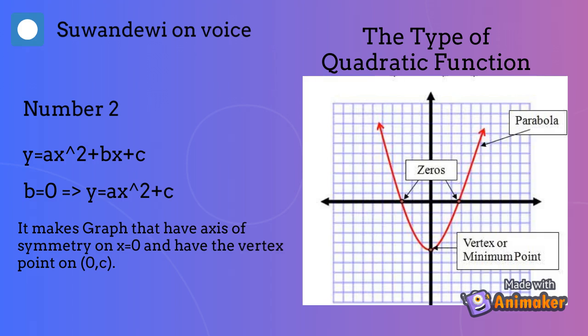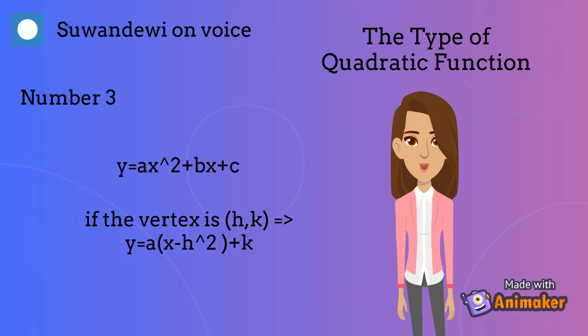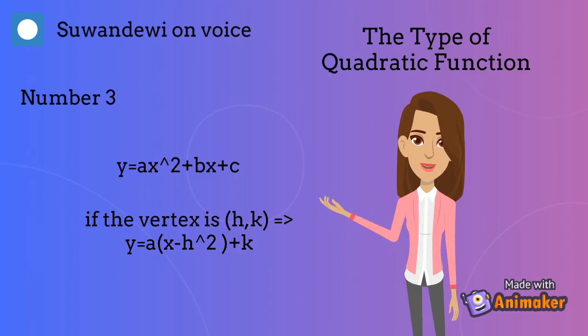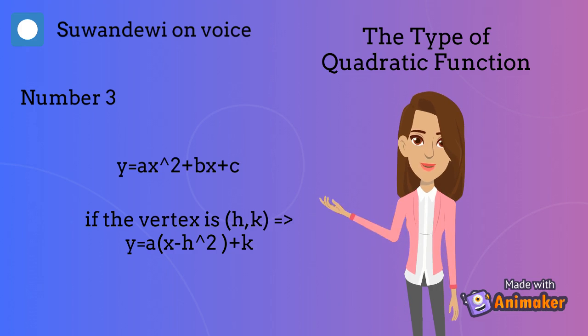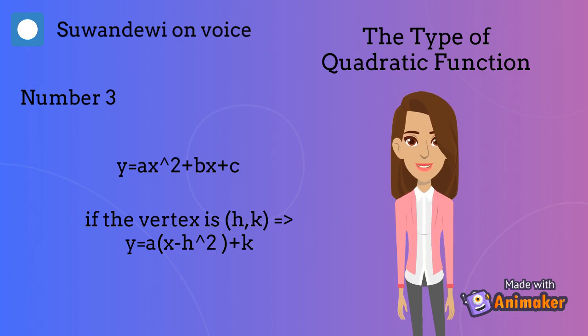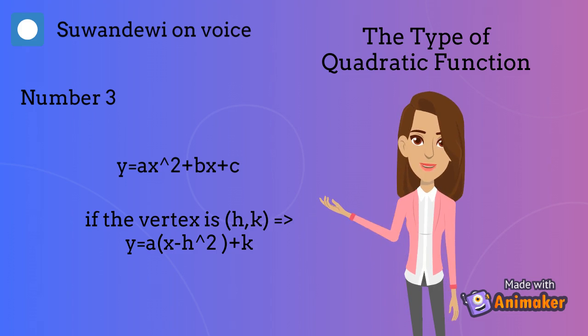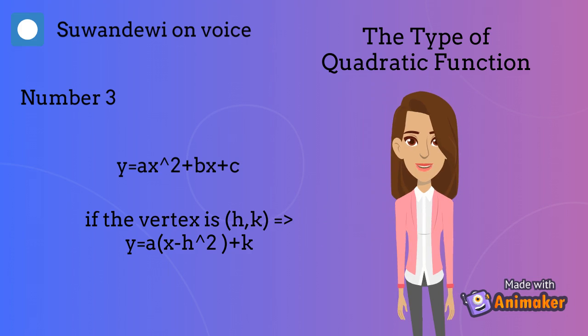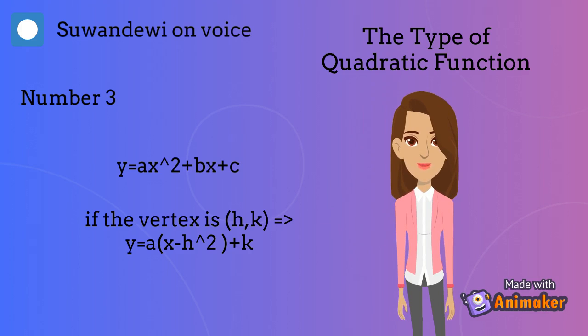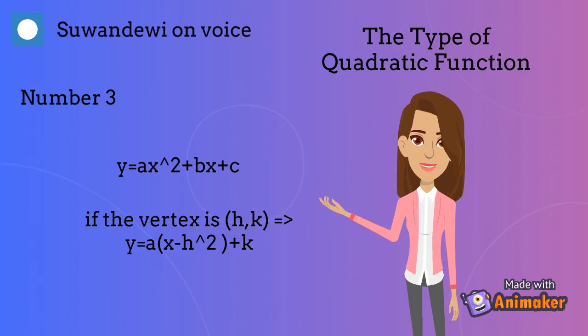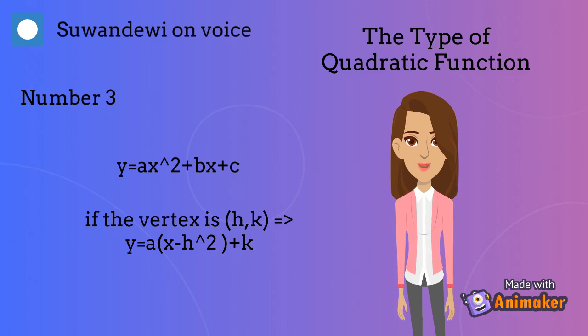Number 3, y equals ax squared plus bx plus c, and then if the vertex is h, k, the quadratic function formula changes to y equals a multiplied by x minus h squared plus k.